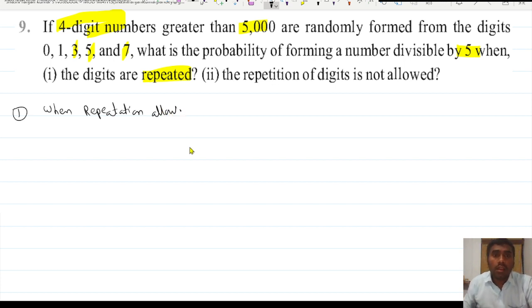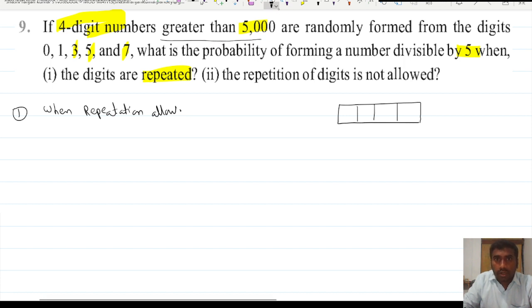Now see, we want to make a four digit number, so we have to fill all four places. Let us first discuss how many total possible numbers can be formed. It should be a four digit number, but it should be greater than 5000. This is an important point for us. Let us first count the total four digit numbers that can be formed.